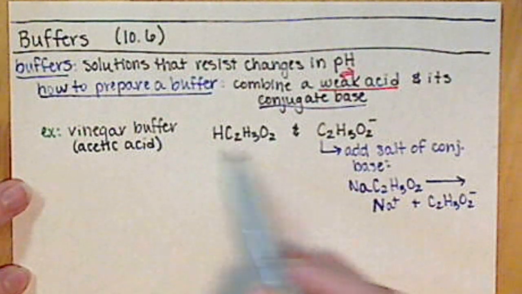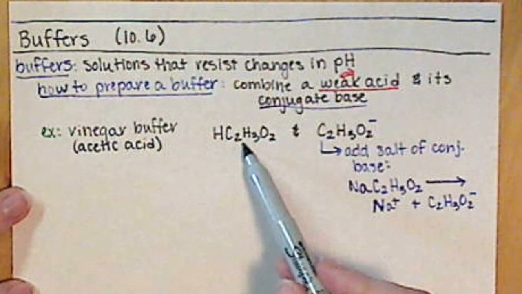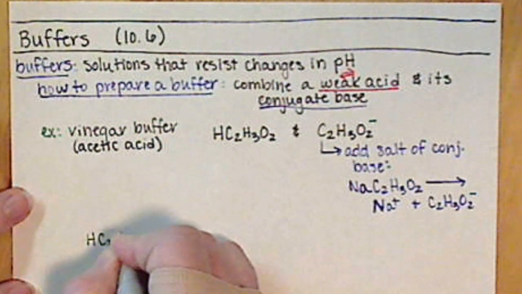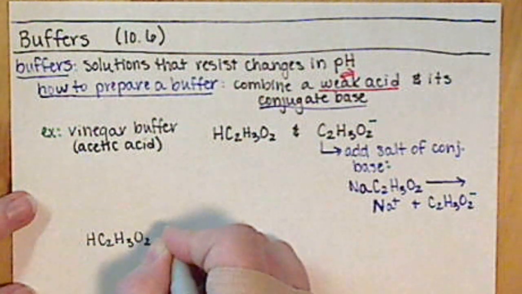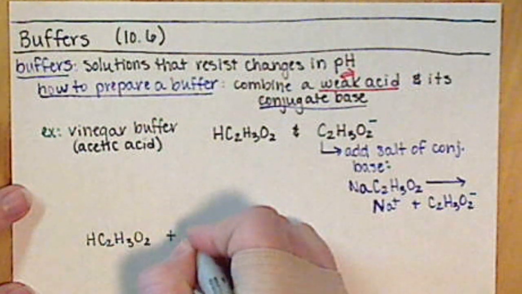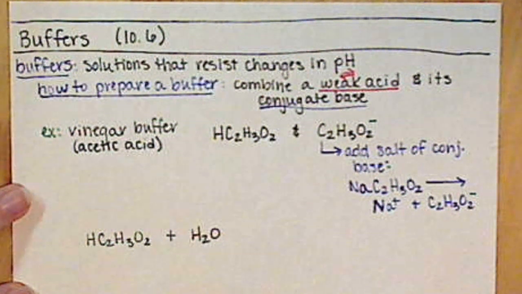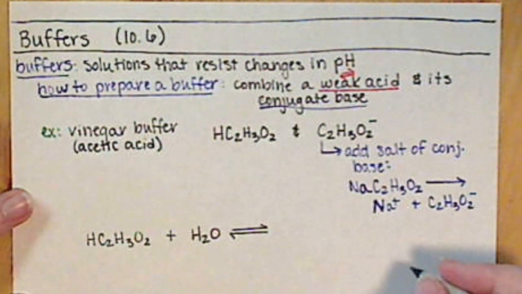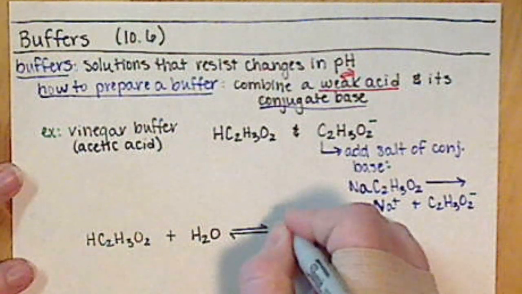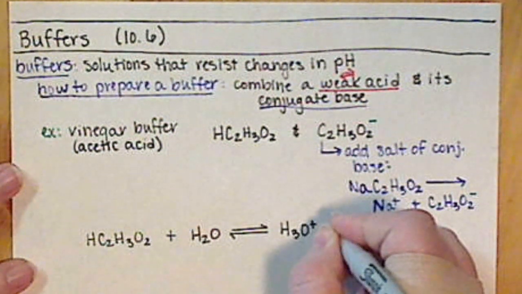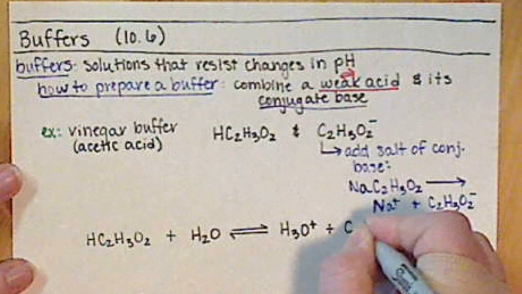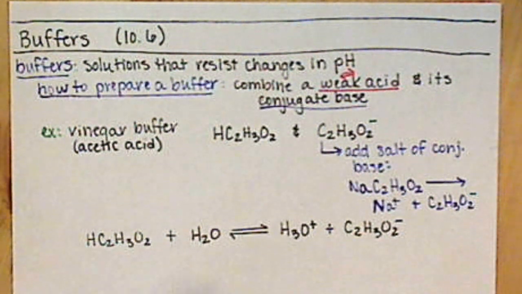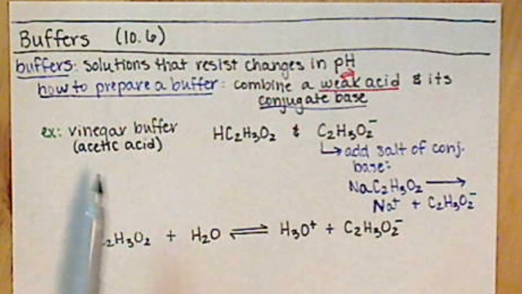So we want to look at our equilibrium of our acetic acid. We have HC2H3O2, and because this is an acid, we have water present, and this is a weak acid, so we're in equilibrium with H3O plus and our acetate ion. This is our chemical equation of what's happening with our buffer.